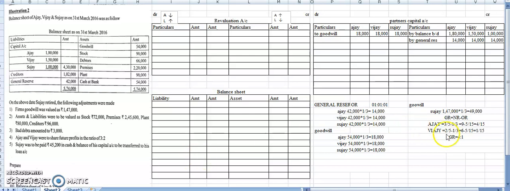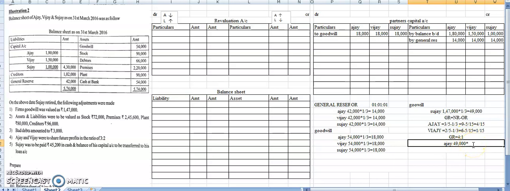We will continue. We have calculated the gain ratio, that is 4:1. Now we need to distribute the share of Sujoy, the retiring partner, 49,000 goodwill, to the continuing partners, that is Ajay and Vijay. So for Ajay, I am taking the share of Sujoy, that is 49,000, multiplying it with the gain ratio, that is 4:1.